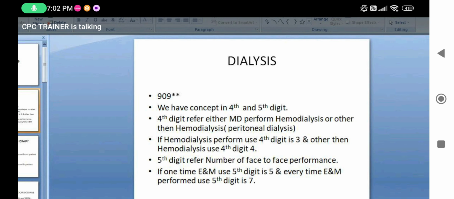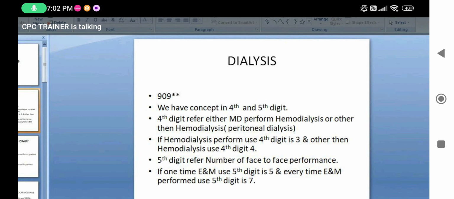So based on this, only the fifth digit will be coded. Only one time that E&M visit will be performed, your fifth digit you have to use the number 5, and every time they are performing, your fifth digit is 7. That's all, guys. So the fourth digit you have to code based on the procedure, and the fifth digit you have to code based on the number of face-to-face visits.